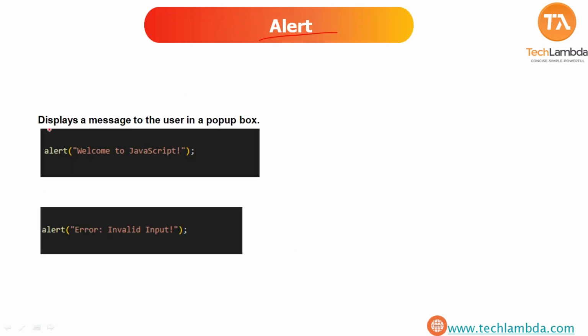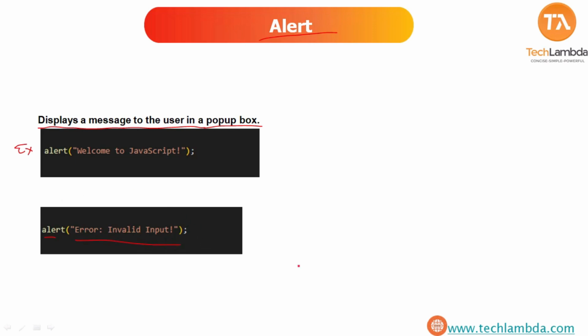First is alert. Alert displays a message to the user in a pop-up box. Whenever we see a pop-up box in a browser, this pop-up box is displayed by using the alert property, right? Example is this: alert, welcome to JavaScript. So when we write welcome to JavaScript in alert, we get the pop-up box that shows welcome to JavaScript. This alert shows in the browser.